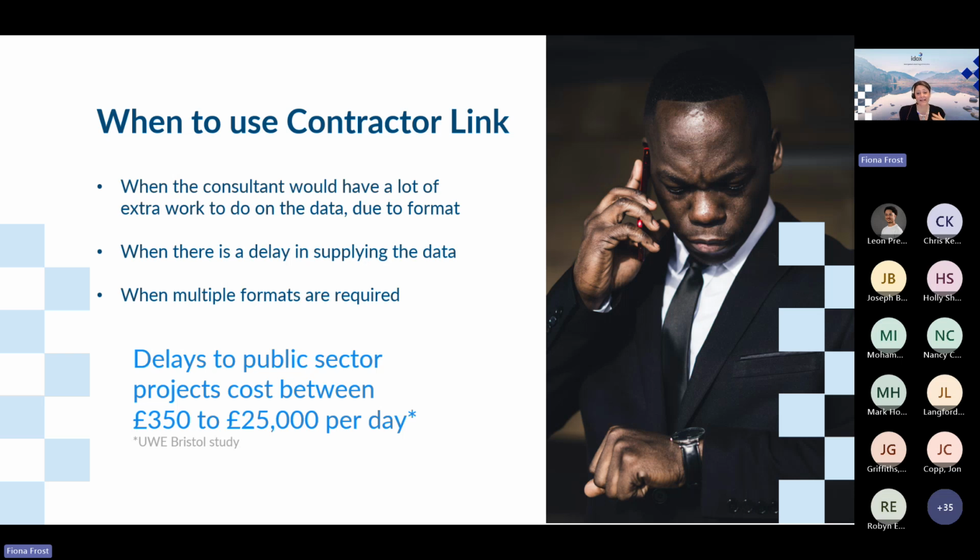And for the contractors, receiving the data in the right format can mean that they're able to use it immediately, so there's no delays, and that saves valuable time and reduces overhead. A study done by the University of the West of England found that delays in public sector projects can cost anywhere from £350 to £25,000 a day. And that was depending on the location of the project and where it was in its stage. But that's some quite scary numbers. When you consider the real cost of delays like that, Contractor Link becomes a very attractive solution, providing that compliant on-demand access to the latest mapping and data.